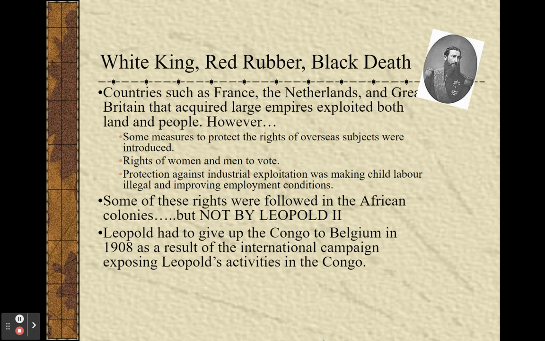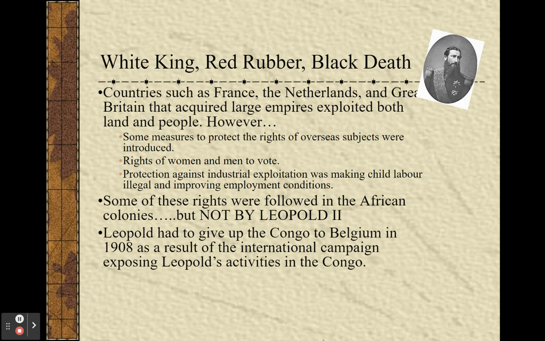Countries such as France, the Netherlands, and Great Britain that acquired large empires exploited both land and people. I don't know which side of TikTok some of you are on, but if you watch some of them that I'm a fan of, they always talk about, oh, you can go see the continent of Africa's greatest artifacts. You just have to go to Great Britain to do it. So just think about, okay, but Great Britain abolished slavery in 1831, but they were still exploiting these countries for their resources and their people. All right.